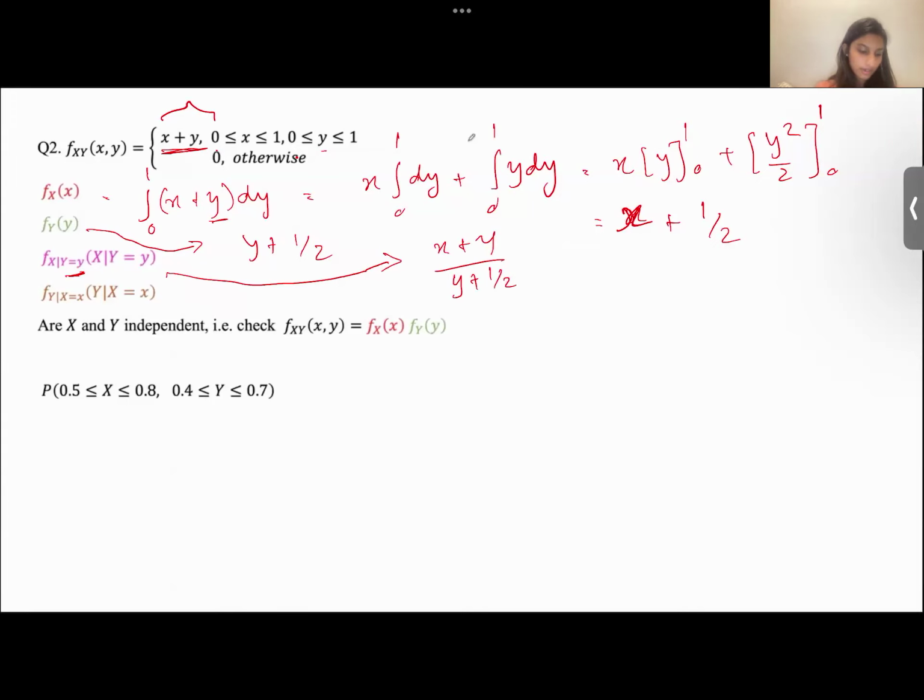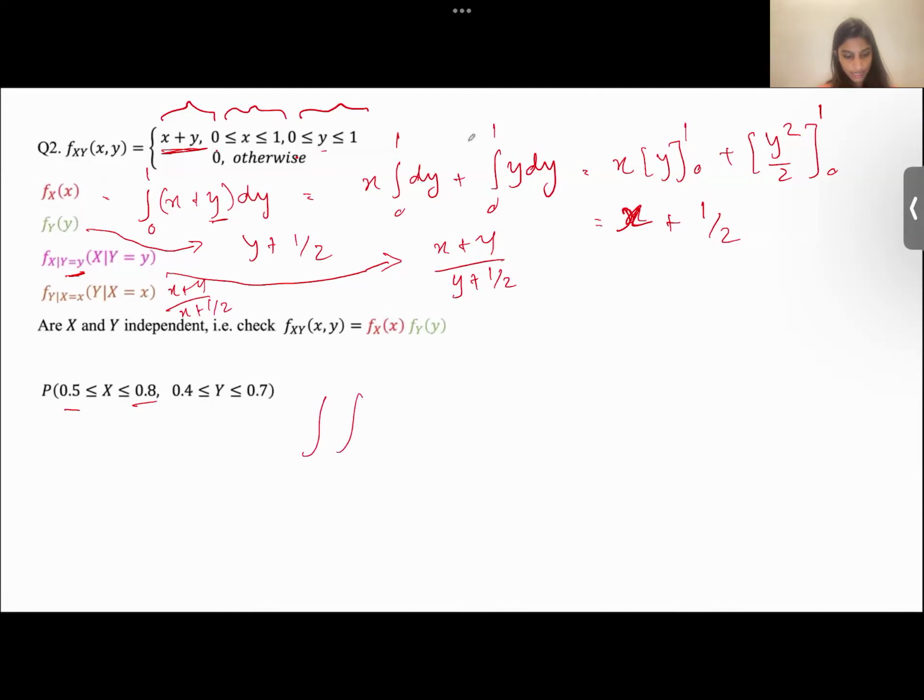So this is straightforward. Now similarly for f of y given x, it is x plus y divided by the marginal probability of x, which is x plus 1 by 2. Done, we got it. And now they've given different limits for x and y. Now you just need to apply those instead of just applying 0 to 1 and 0 to 1.